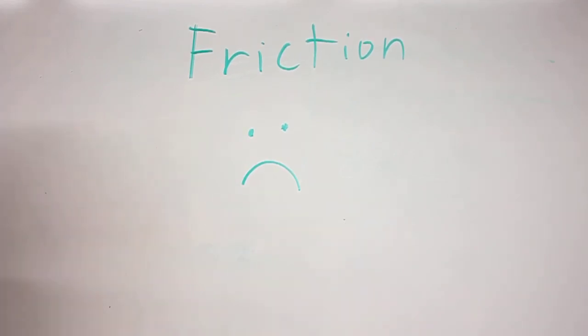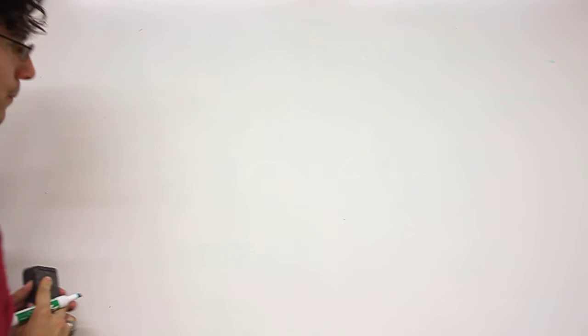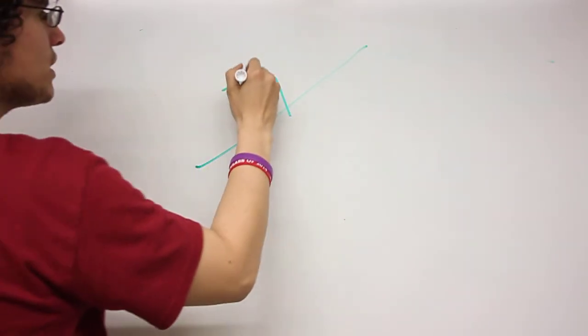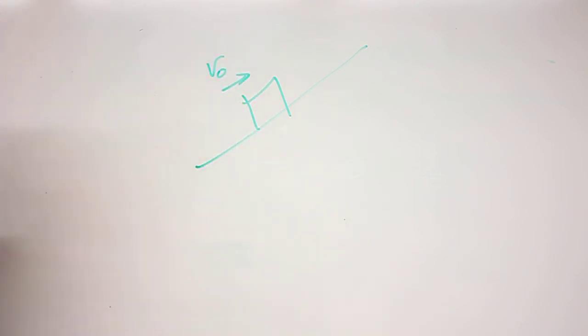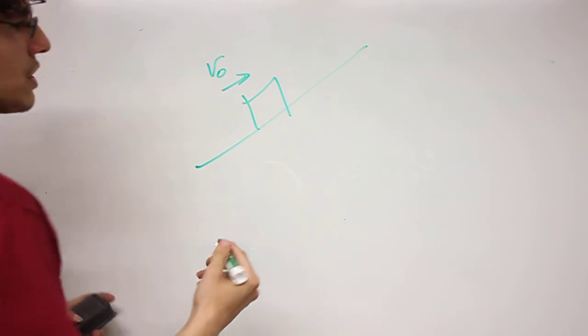All right, so friction. Friction always creates problems. It either makes problems more complicated or it's just not pretty at all. So what's the deal with friction? Say you have the typical box on the thing and you give it some initial velocity V0. Which way is friction going to point? That's the first thing you want to ask yourself.